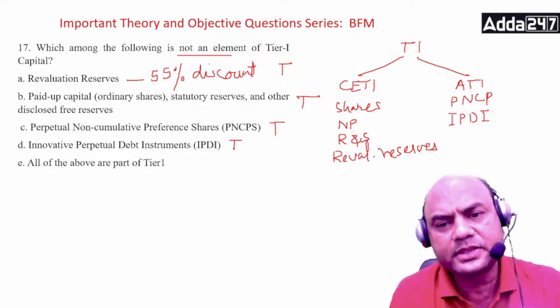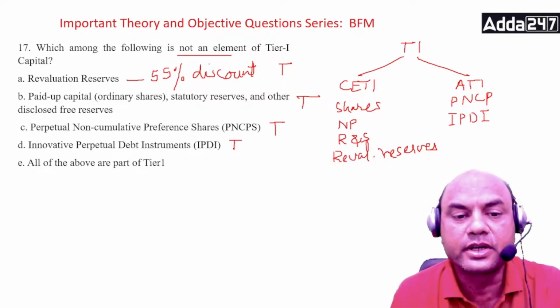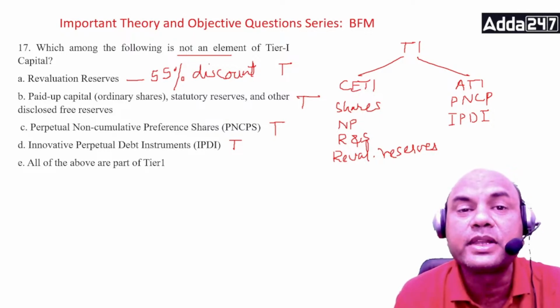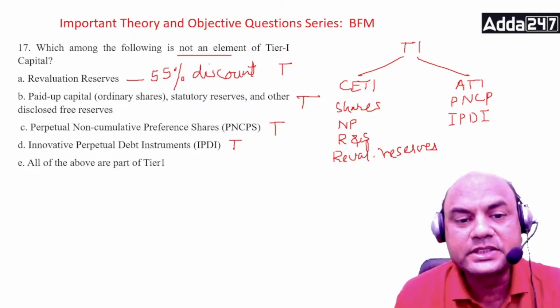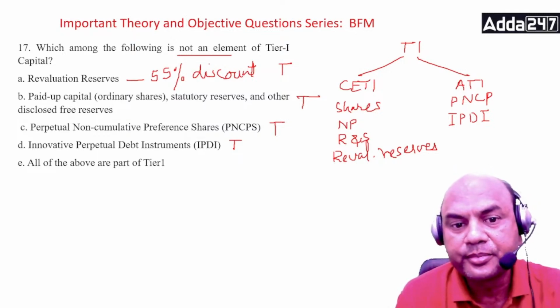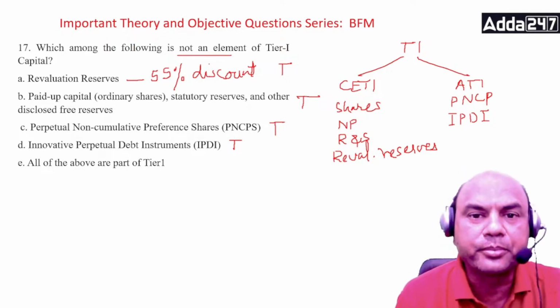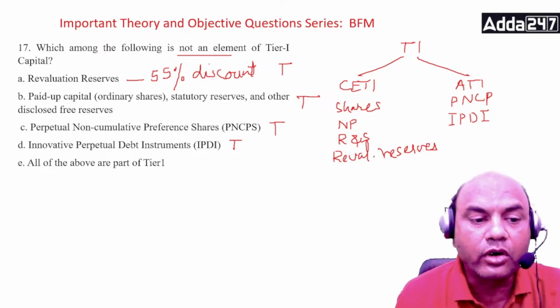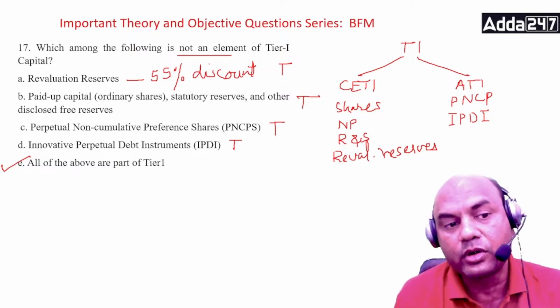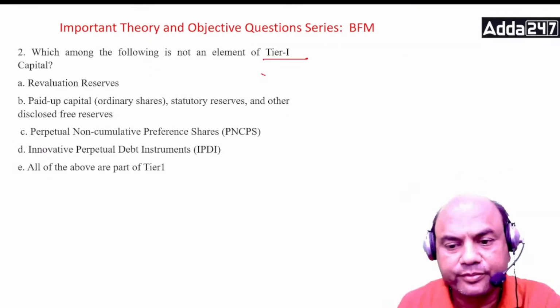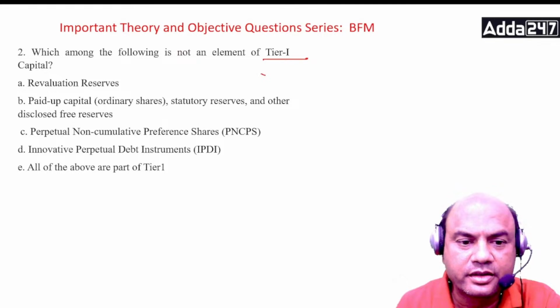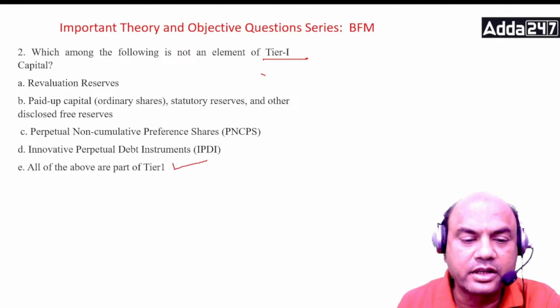IPDI means what? Innovative perpetual debt instrument. This and PNCP are roughly similar. PNCP is also a part of IPDI only. This is a debt instrument. So PNCP is a part of IPDI. So all of them are part of tier 1. Got it? The answer is all are part of tier 1.